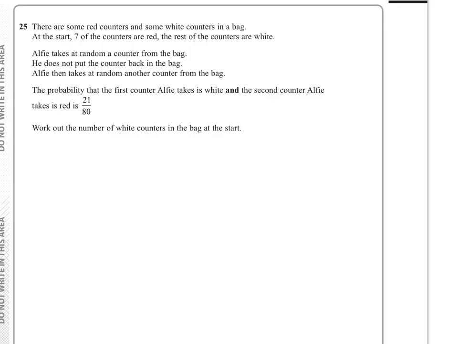It says there are some red counters and some white counters in a bag. It says 7 of them are red and the others are white. So we're going to say the white is X. Alfie takes at random a counter from the bag. He does not, so it's without replacement, put the counter back. He then takes at random another counter from the bag.